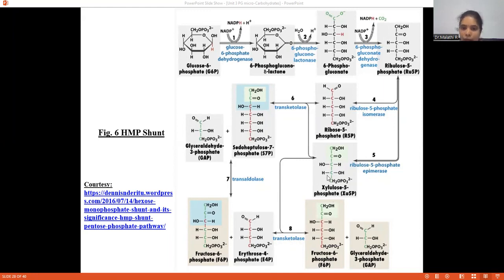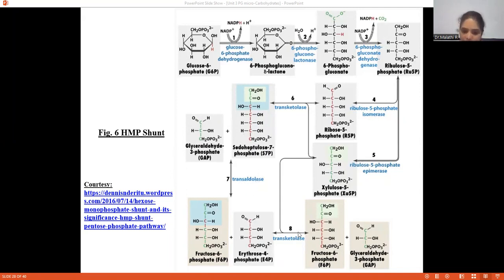if epimerase is acting upon it, ribulose 5-phosphate will be converted to xylulose 5-phosphate. Now, this xylulose 5-phosphate and ribose 5-phosphate combine with the help of the transketolase enzyme to produce sedoheptulose 7-phosphate, a 7-carbon compound, and a 3-carbon compound, glyceraldehyde 3-phosphate. And again, the 7-carbon compound and the 3-carbon compound will combine to form a 6-carbon compound and a 4-carbon compound. The 6-carbon compound is fructose 6-phosphate, and the 4-carbon compound is erythrose 4-phosphate, by means of the transaldolase enzyme.